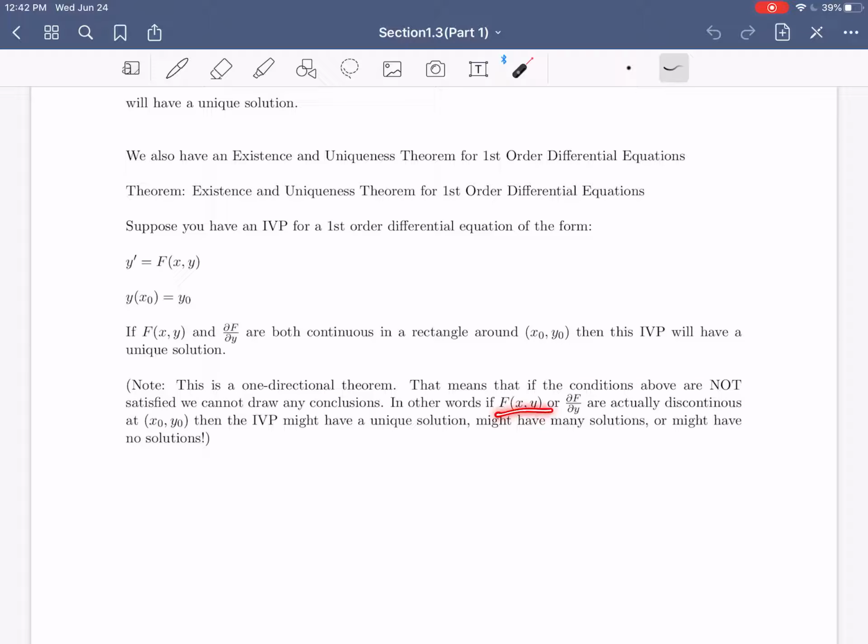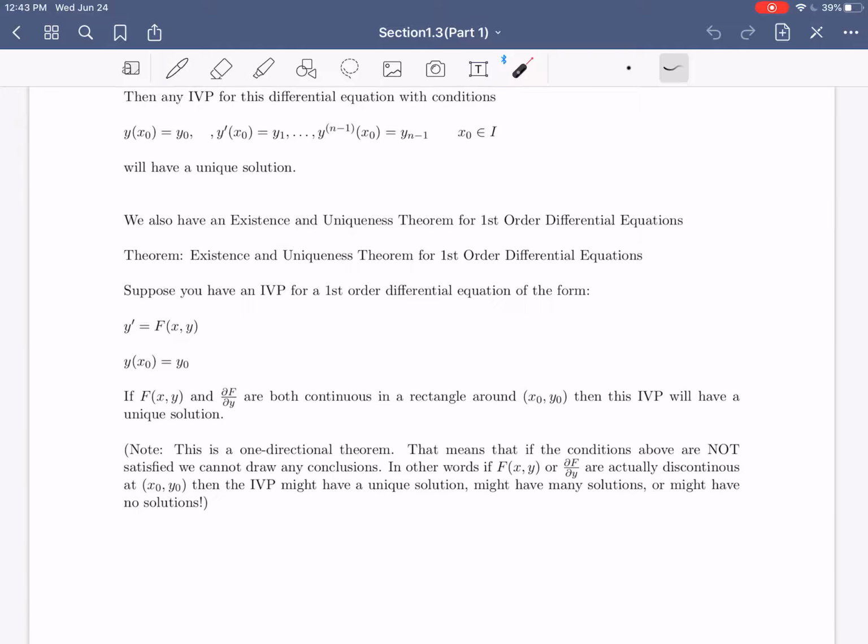In other words, if that function or its partial are actually discontinuous at that initial condition, then the IVP might have a unique solution, it might have many solutions, or it might have no solutions at all. When these conditions fail, this existence and uniqueness theorem tells us nothing, and we'd have to analyze it manually. Of course, we don't know how to analyze these things manually yet because we haven't learned how to solve anything, but it's really important to recognize the existence and uniqueness theorem is one-directional. It's saying if the function and its partial are both continuous, then we have unique solutions. If those aren't true, then we have no information.